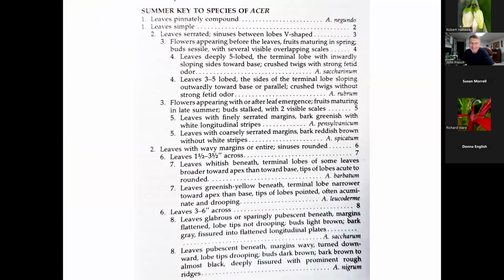Okay, so we're going to choose the first choice there. Leaves serrated, sinuses between lobes V-shaped. Right? They sure are. Number 3. Flowers appearing before the leaves, fruits maturing in spring, buds sessile with several visible overlapping scales, or flowers appearing with or after leaf emergence, fruits maturing in late summer, buds stalked with 2 visible scales.